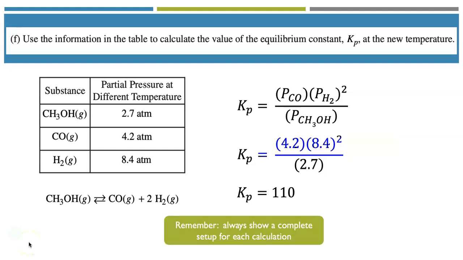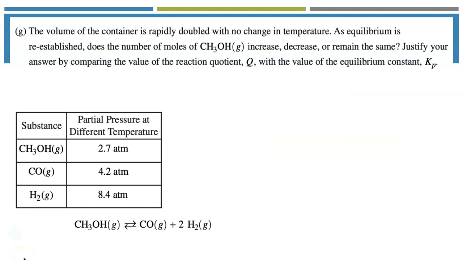Remember, always show that complete setup. Don't have answers just appearing out of nowhere. And this is what you needed to do to earn the 1 point for Part F. Part G says, the volume of the container is rapidly doubled with no change in temperature. As equilibrium is reestablished, does the number of moles of methanol increase, decrease, or remain the same? Justify your answer by comparing the value of the reaction quotient Q with the value of the equilibrium constant Kp.